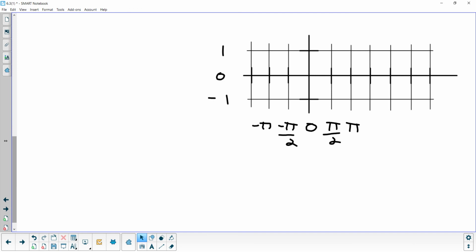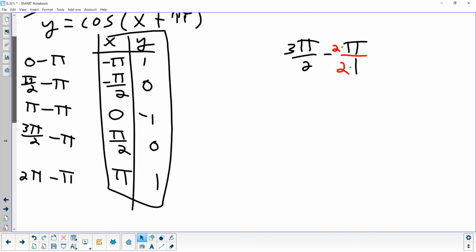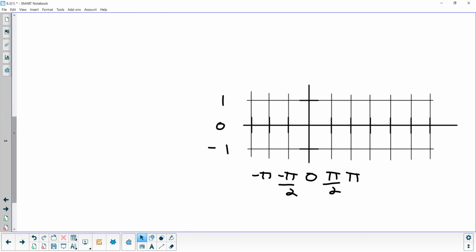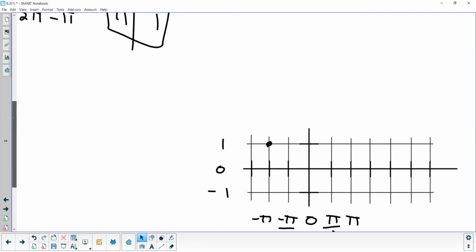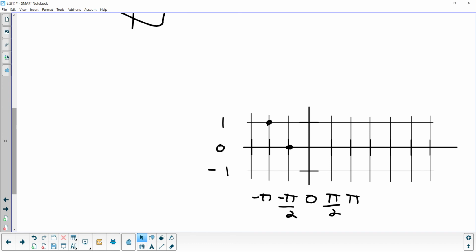Label your y-axis 1 to negative 1. And if you have bigger graph paper, that's fine. I just drew this small grid because that's all you need. Okay, so negative pi, we're at 1. Negative pi over 2, 0. 0, negative 1. Pi over 2, back at 0. And pi, we're back at 1.